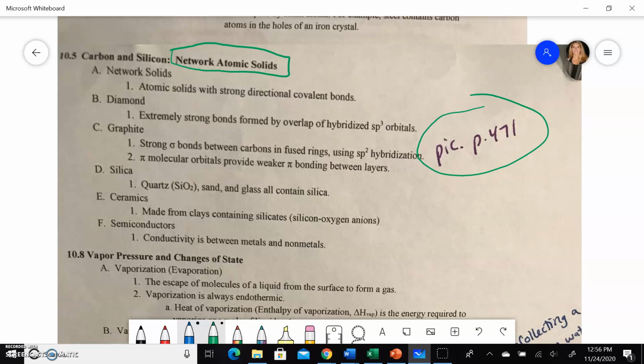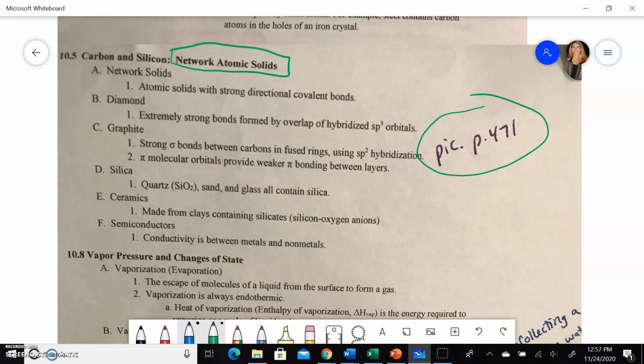They use graphite. And graphite has these rings that have strong attractions, and then between the rings is a weaker attraction. And so what happens when you write with your pencil is that it kind of shaves off those layers between the rings that are weak. But the actual rings themselves don't break apart because that's a network solid. And that's why the pencil doesn't just kind of crumble off of your paper.